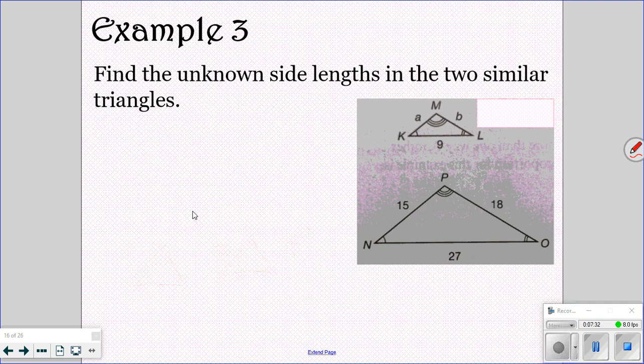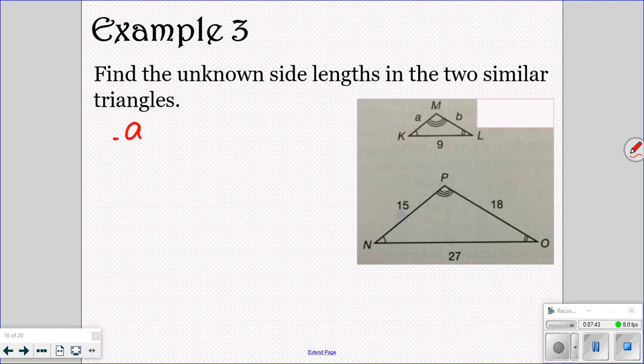So looking here, we want to find the side length that is missing. So the first thing we're going to do is make our 3 ratios. So A is corresponding to 15. So we're going to say A over 15. The 9 is corresponding to the 27. So 9 over 27. And then the B is to 18. So that would be your first step. And then from there, we're just going to solve for A and B.